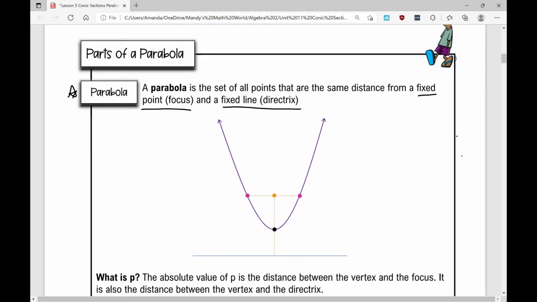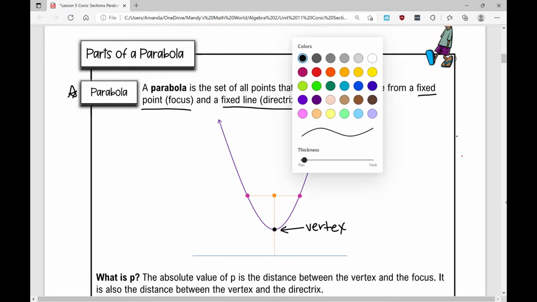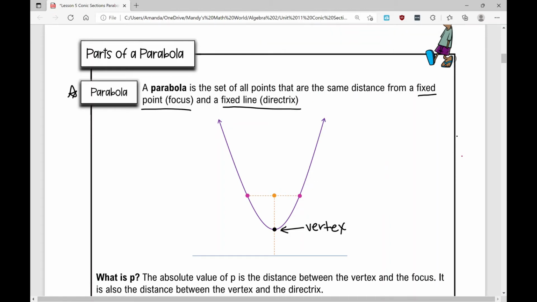So let's label parts of this parabola here. I have a parabola. I've got a bunch of dots on here, some dotted lines, and a solid line. I'm going to first point out this point right here, which you probably would be able to label. That's the vertex. But the vertex, if I'm going off of this definition, the parabola is a set of all points that are the same distance from a fixed point and a fixed line. Well, this line right here, we're going to call this the directrix. And this point right here, we're going to call this the focus.